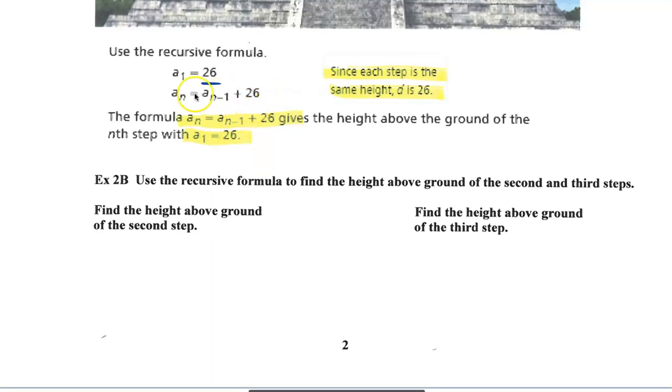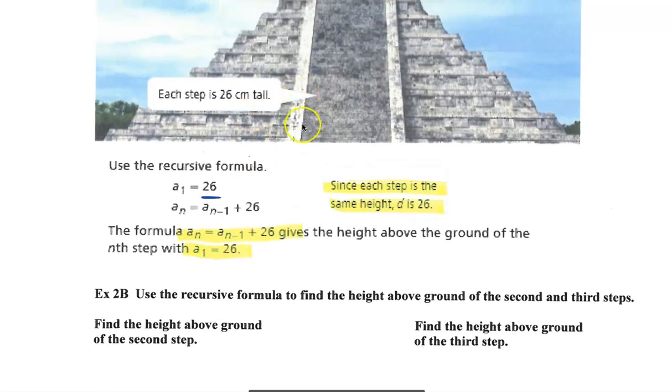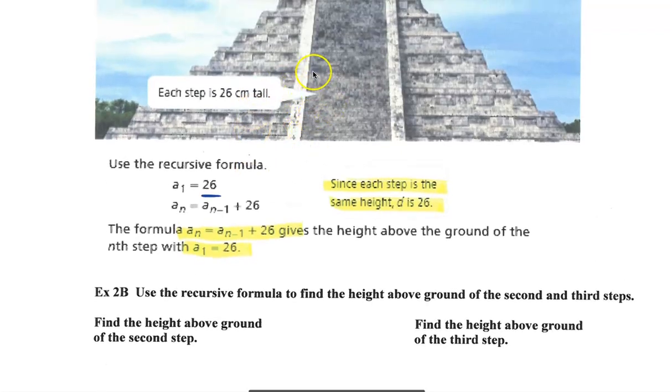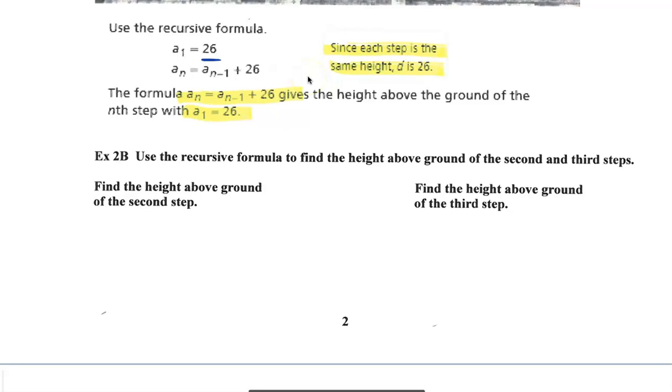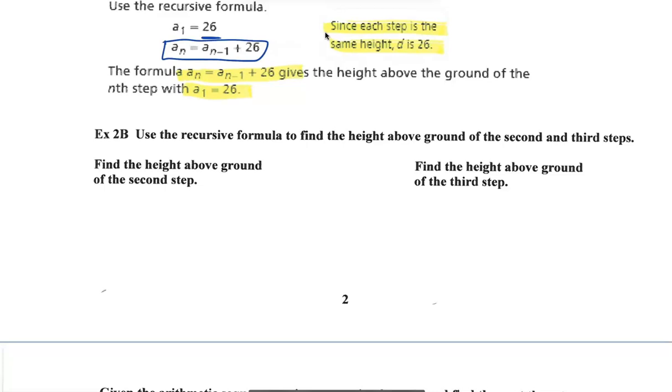So this would be the way you write it. Whatever step you're talking about, you're just going to add 26 to it, because again, each step here is 26 inches taller than the other one. So our recursive function is this. And if I want to find the first step, that is 26. So my A1 is 26. And the rule is AN equals AN minus 1 plus 26. So that's the rule.